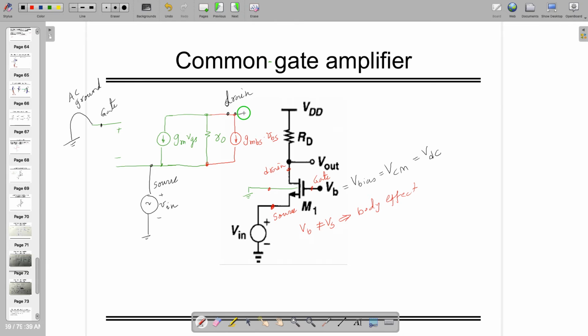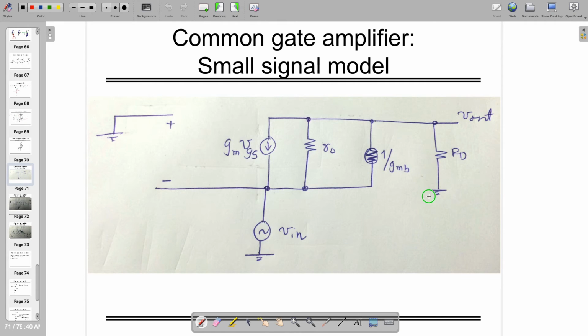What about the drain? At the drain it's Vout, but there is one resistance whose value is RD, which should go to ground because this part is connected to VDD. This is actually VDD, but as we are doing AC analysis, it becomes AC ground. So any doubt in understanding this small signal model? Somebody? If there is anybody who has a problem? If no problem, then this is the answer, right?